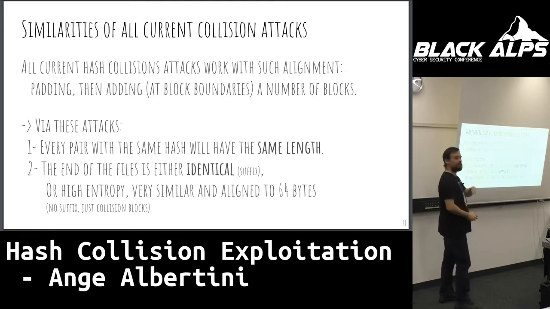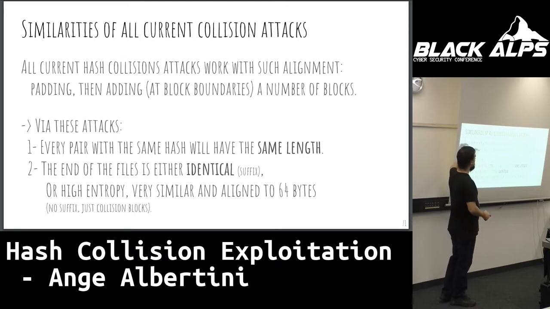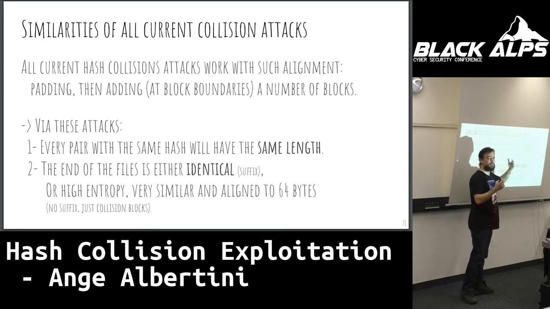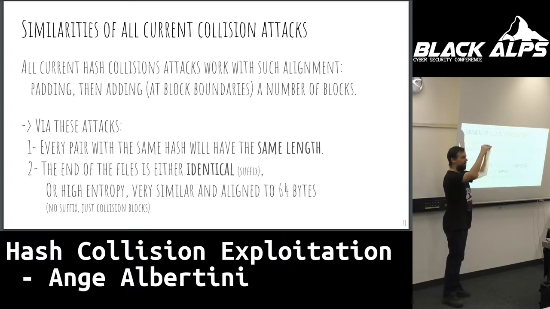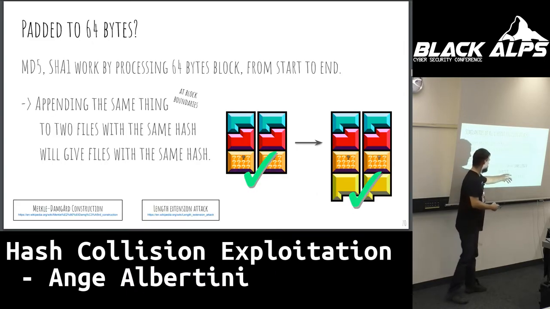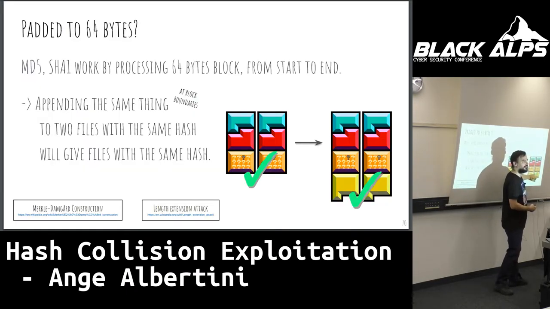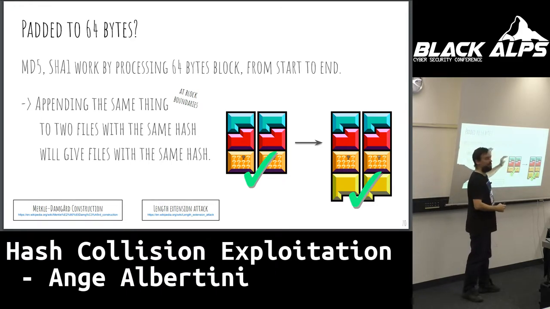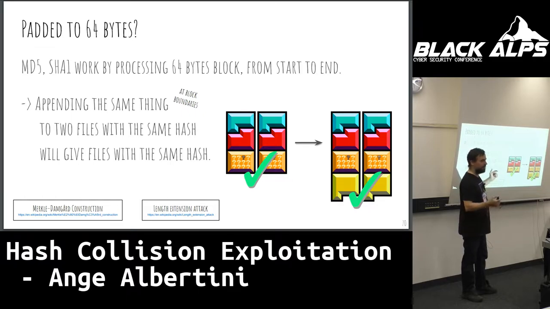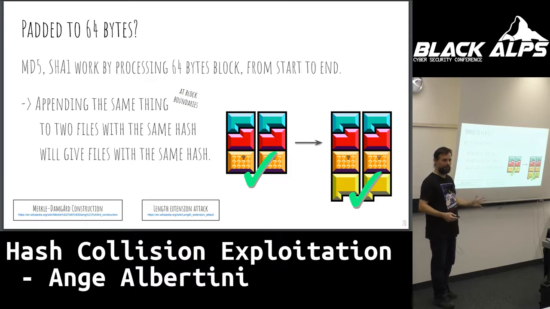So all these attacks work with those alignments, and then the padding, then adding at block boundaries a number of blocks, from 1 to 9 or something, but it always works by blocks. Which means that via these attacks, every pair with the same hash has the same length. And the end of the file is identical if there is a suffix. If you go back up to the collision blocks, there is high entropy and differences at given offsets. And this is the case for all these attacks, including SHA-1 Shattered.